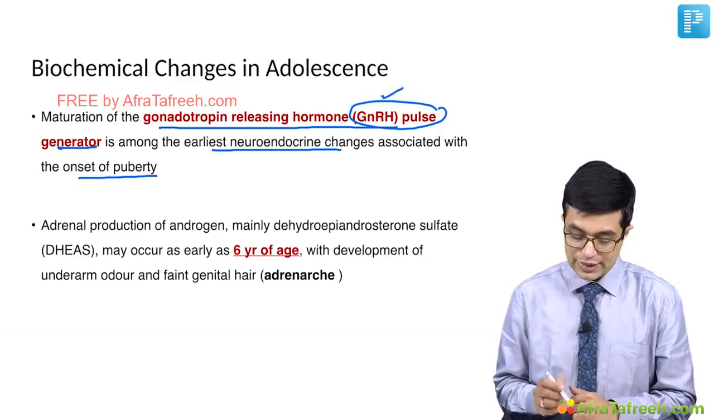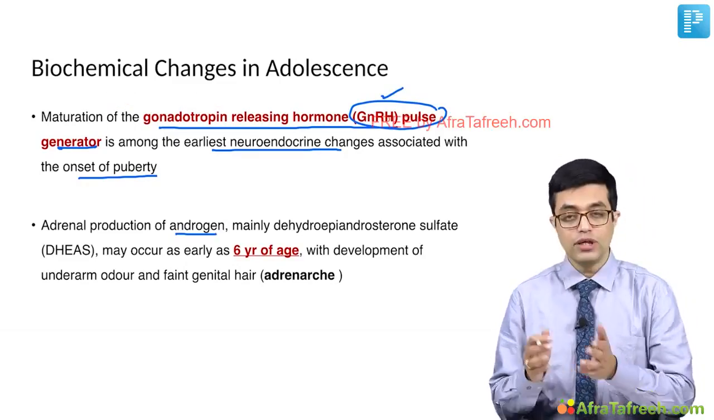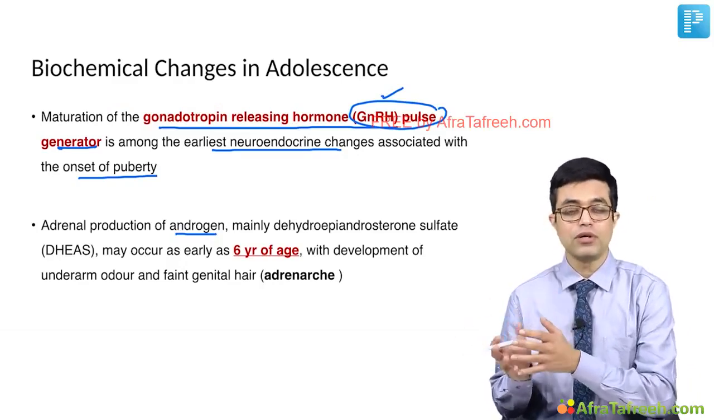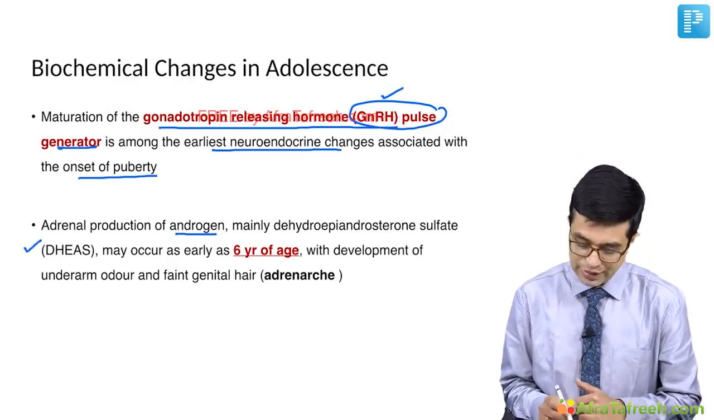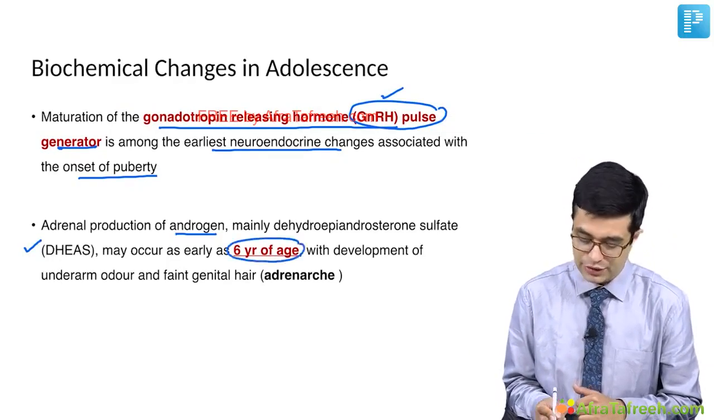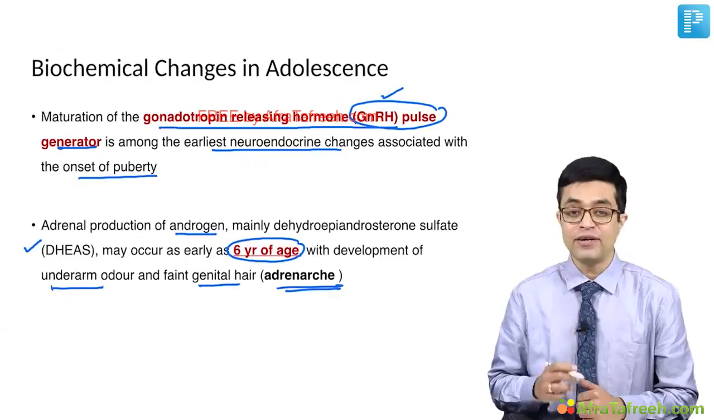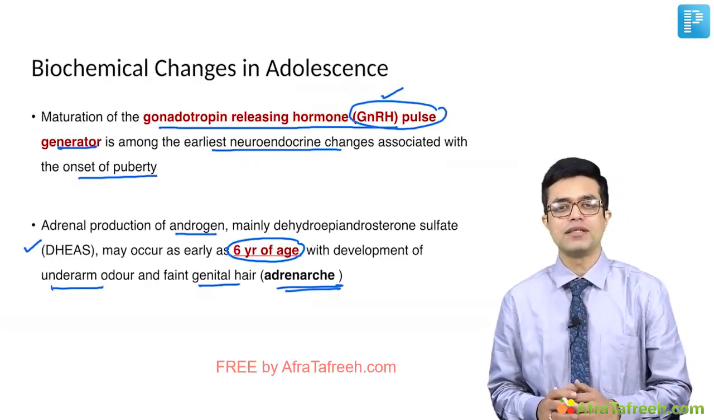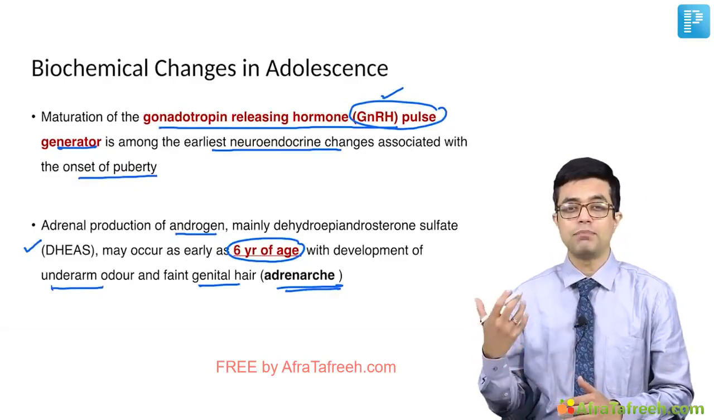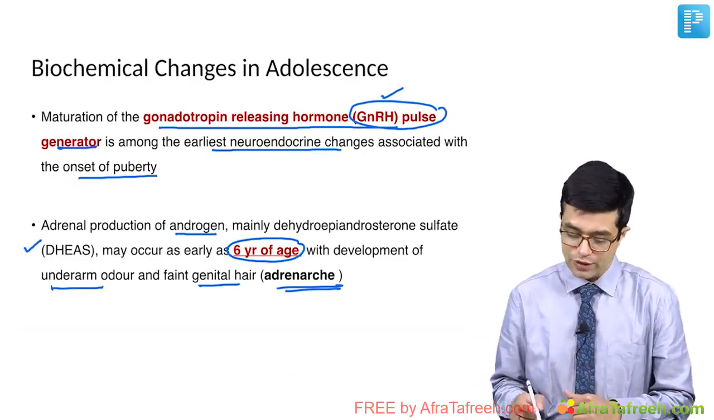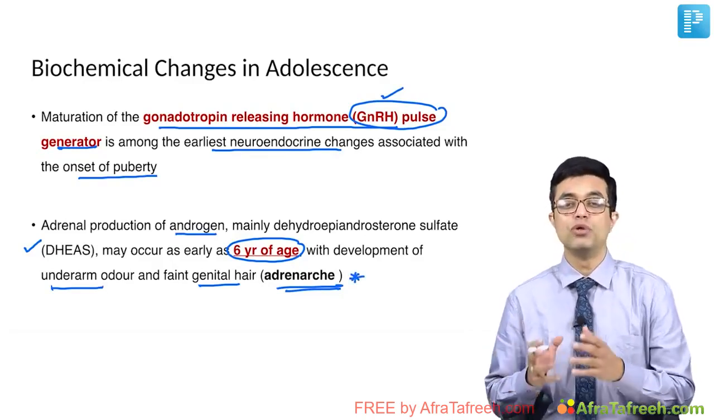Then you need to remember that adrenal production of androgens occurs quite early as compared to the genital or testicular production of androgens. So the androgen which is produced is DHEAS. It begins to form as early as 6 years of age, and sometimes it may be associated with underarm odor and genital hair, and this is called adrenarche. Adrenarche is not present consistently, it is often absent, and it is not categorized as a part of the pubertal development. However, adrenarche is one of the earliest signs which can precede the onset of puberty proper.